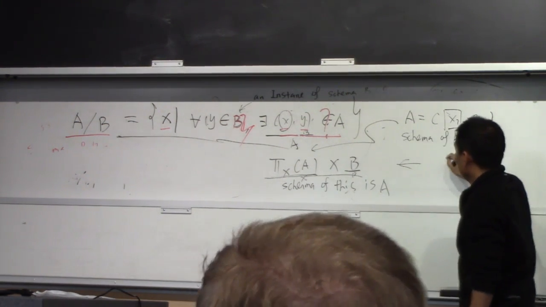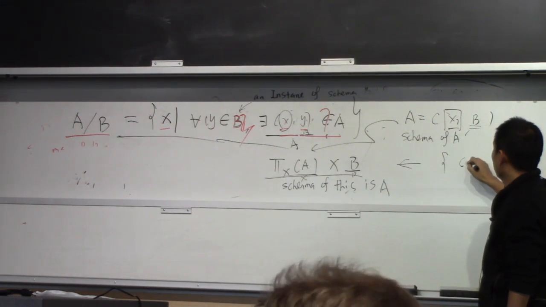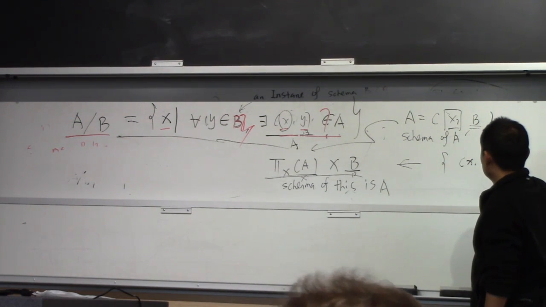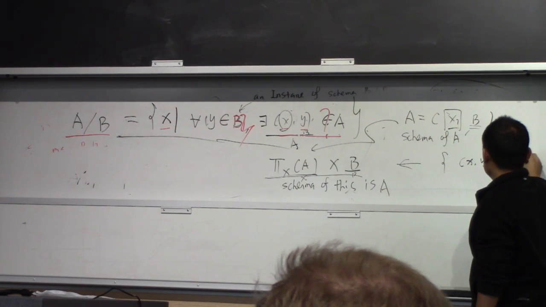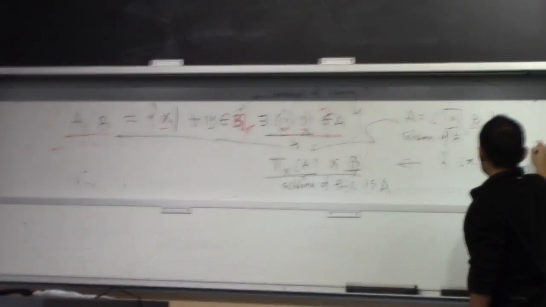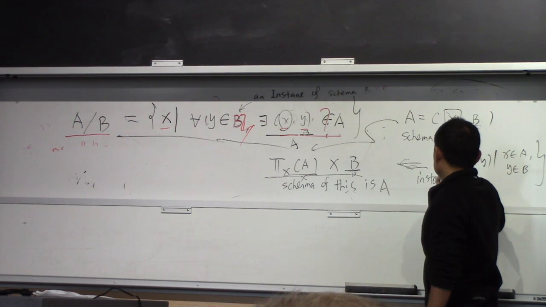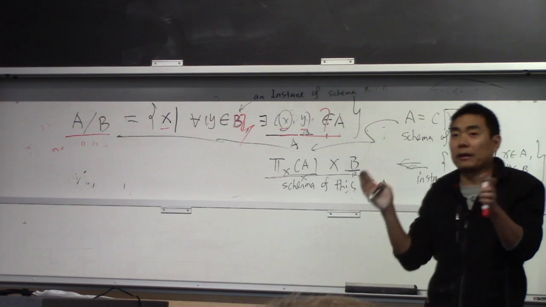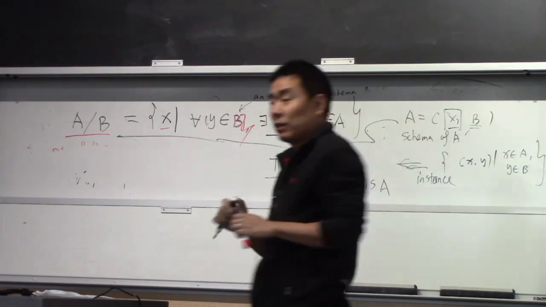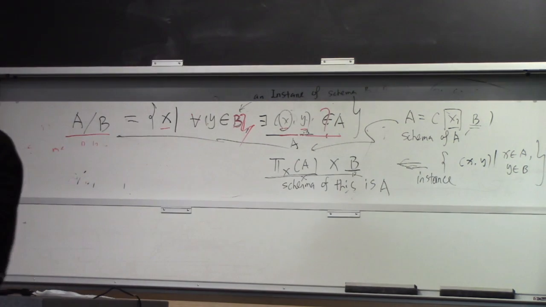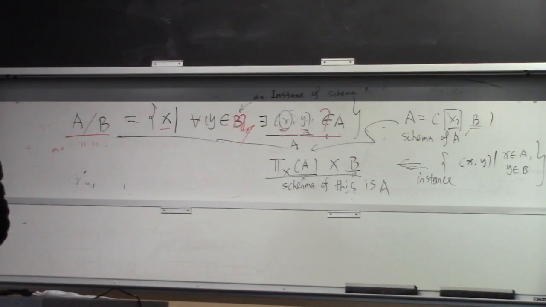Well, it gives you all the X, Y's such that X is from A and Y is from B. So that's the instance of this. It gives you all possible pairs. Let me finish and then I'll take your question. Is that right? So far so good?